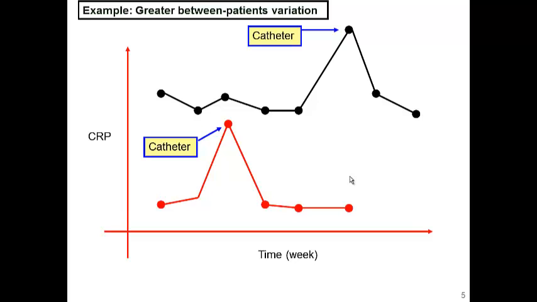This is an example we saw in the previous video. These black dots indicate data for CRP from a single patient, and these red dots indicate data from another single patient. So there are 2 patients. One has a higher CRP value, and one has a lower CRP value. And in both patients, when they use a catheter, the CRP level increased.